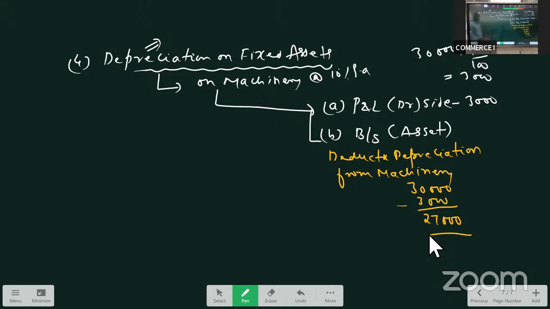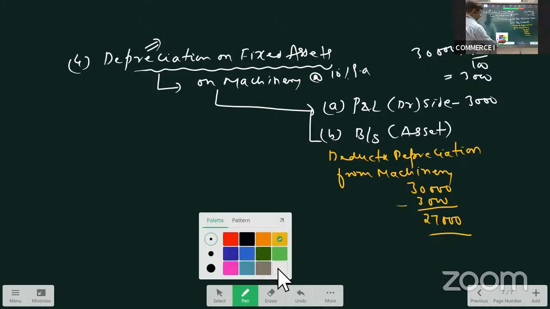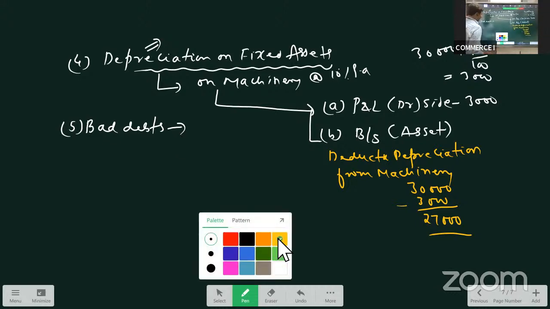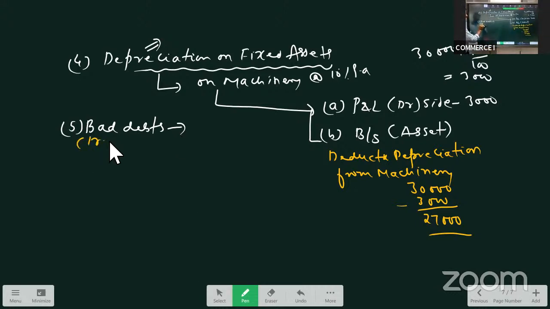Okay, then we have bad debts. Sir, what are bad debts? Time and again I am telling you, bad debts are irrecoverable debts. They are irrecoverable debts, the amount which cannot be realized from the customers. We sold goods to them on credit, but they are not in a position to pay. Then we write it off as a loss of the firm and we call it as bad debts.